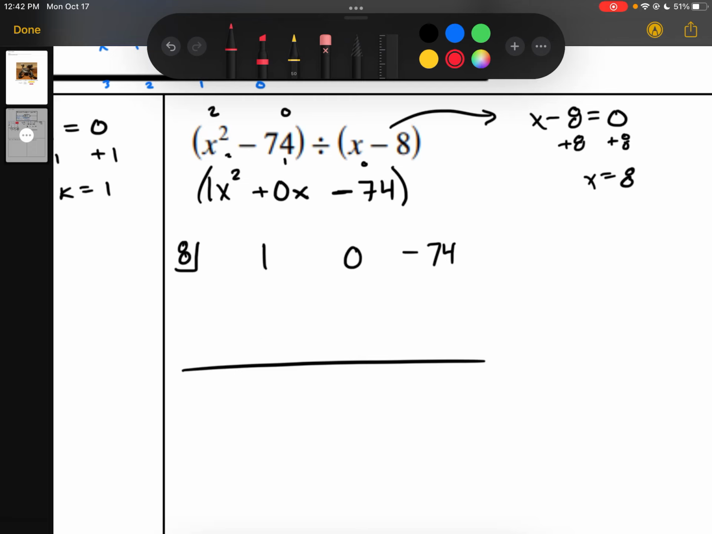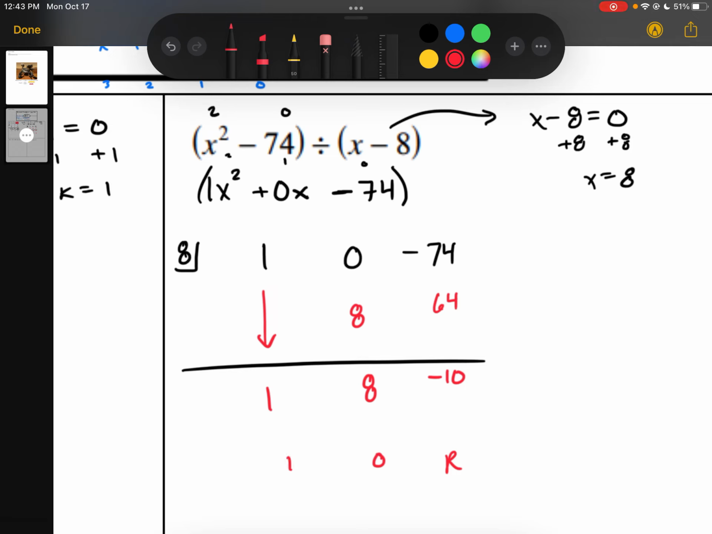So following those same steps, drop our first term. It's below, so it gets multiplied. Combine 0 and 8 to get 8. It's below, so it gets multiplied. So 8 times 8 gets us 64. So we're left with -10.